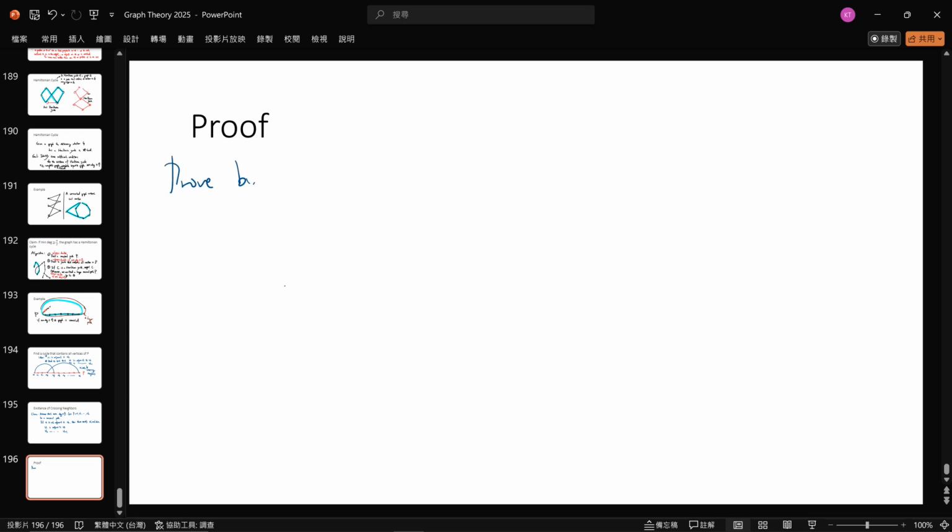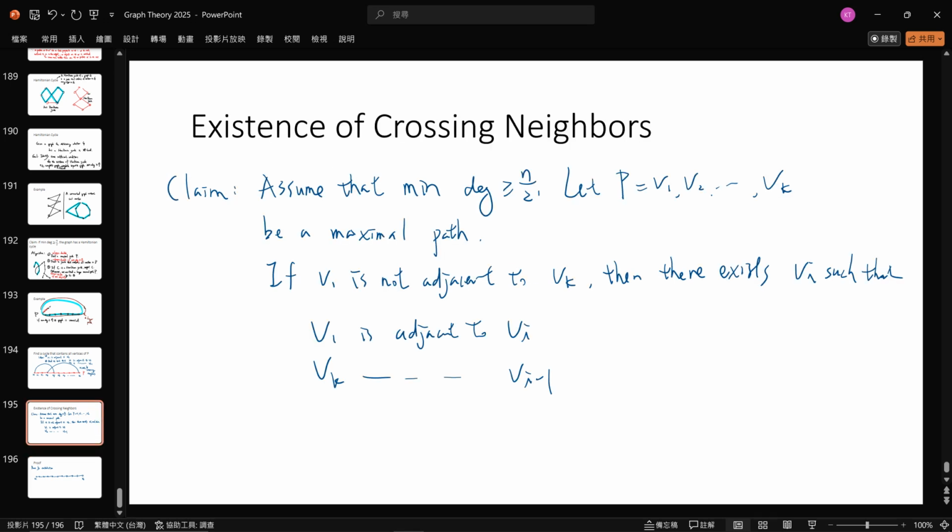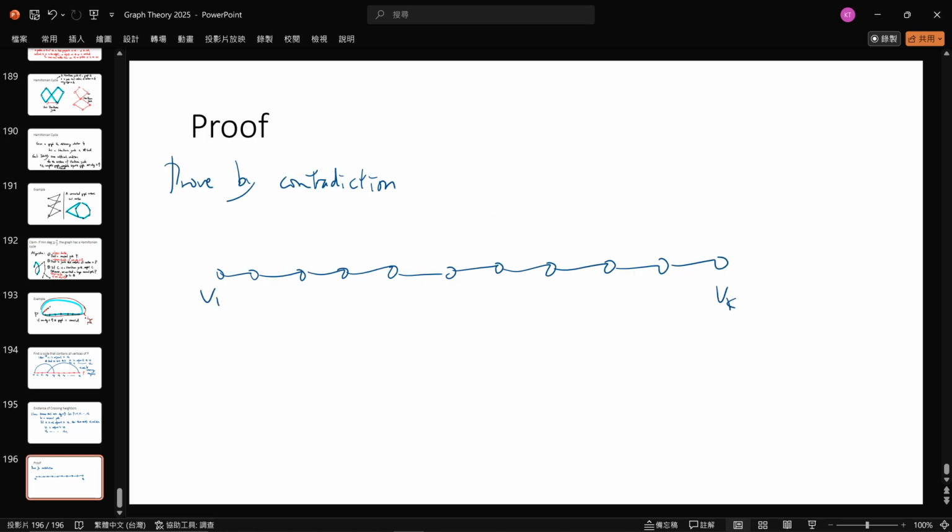We're going to prove by contradiction. If we want to prove by contradiction, this means we assume that there's no such vertex Vi, or that there's no crossing neighbors. And then we try to find some contradiction.